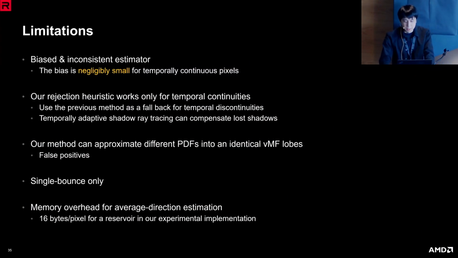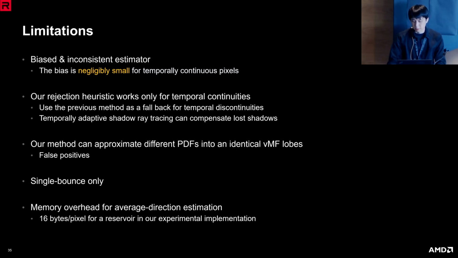Although our method is efficient, it has some limitations. Our method is a biased and inconsistent estimator due to the reuse of initial samples from lighting estimation. However, the bias is negligibly small for temporally continuous pixels, as shown in our experimental results.